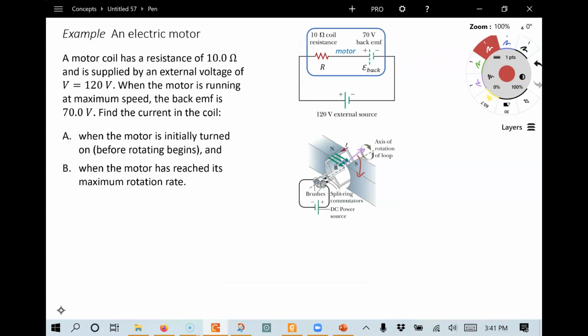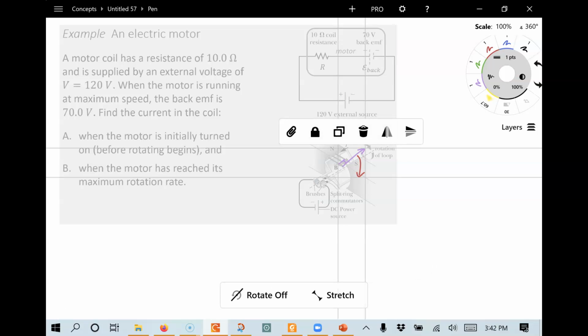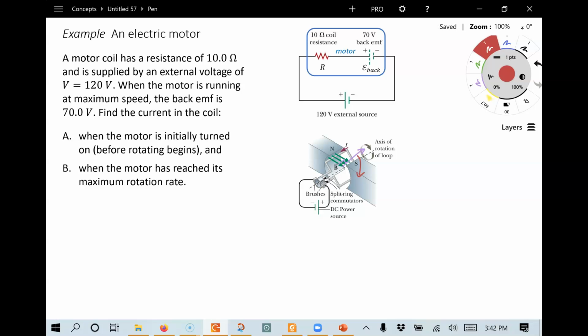Now, solving this type of problem is pretty straightforward, because what we're going to do here is come up with an equation for the circuit that you see here. We're going to use Kirchhoff's law to come up with that equation. And any other motor that is set up in the same way, just attached to an external voltage source or a battery, is going to obey the same equation ultimately.